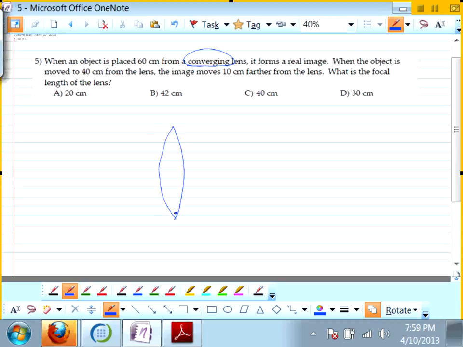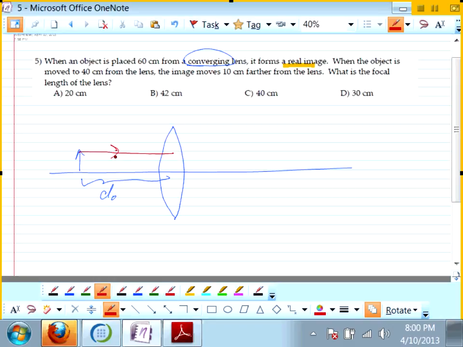Okay, a converging lens is a lens that looks like this. And it forms a real image. Here's our object. There's the object distance. And if it's going to be a real image, and this is our incident ray, on which side of this thing is the image? It has to be on the side of the outgoing ray. So our image is going to be over here. So this is d_i. Real image.